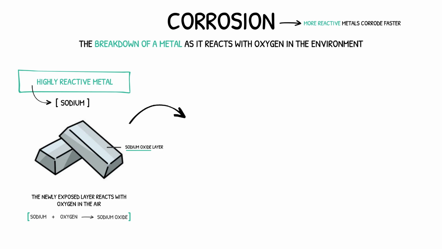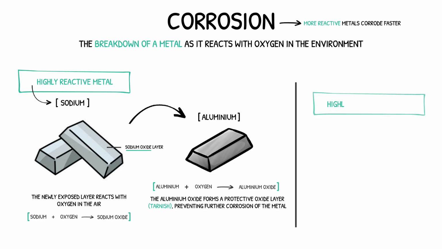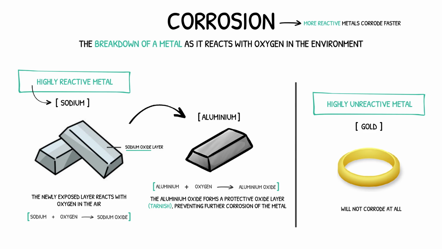Other metals, such as aluminium, are fairly reactive and would be expected to corrode quickly. However, the oxide layer formed when the metal reacts with oxygen in the air forms a protective layer, known as a tarnish, which prevents the metal from reacting any further. In contrast, highly unreactive metals such as gold do not corrode at all. This explains why gold is commonly used to make jewelry.